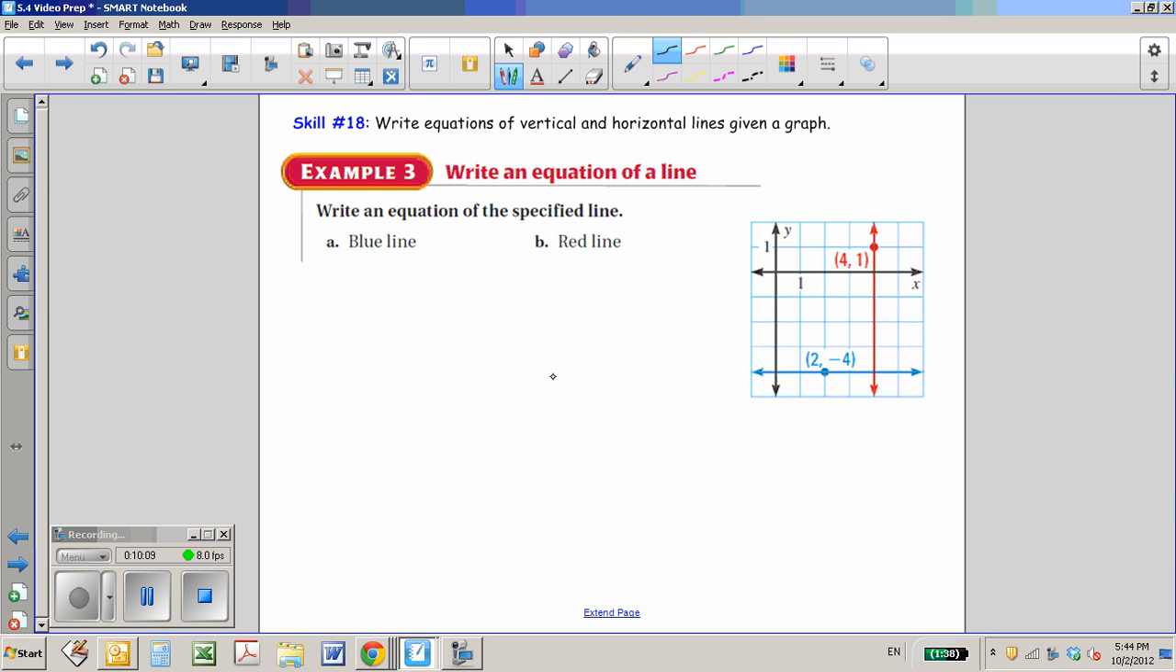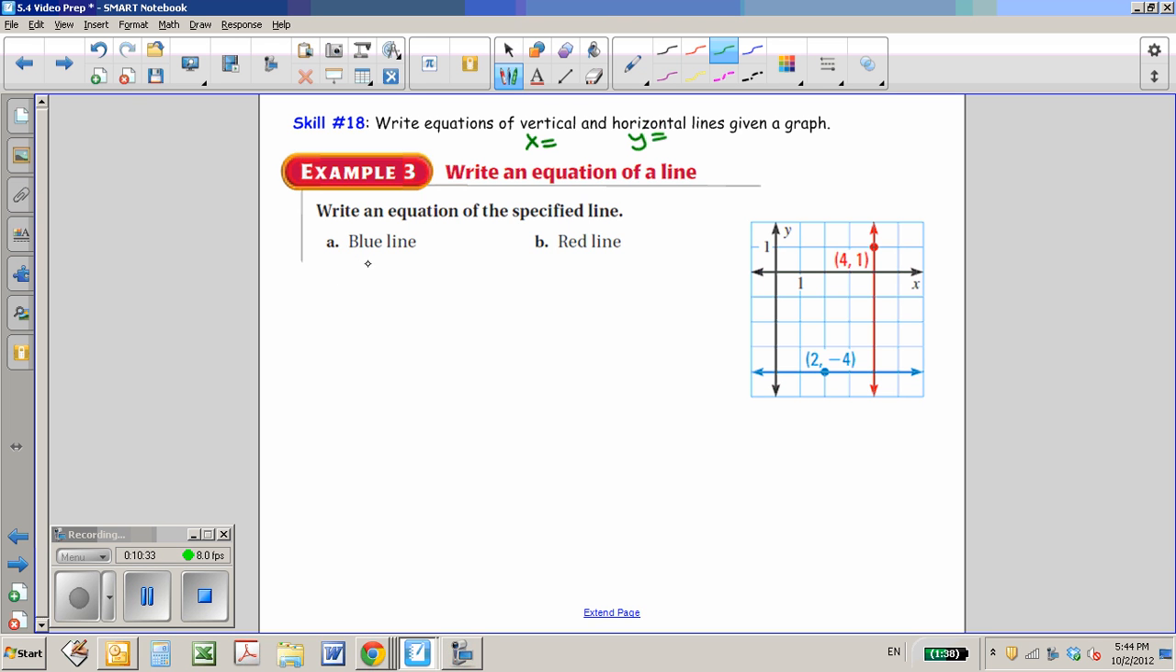Okay, my next example is for skill number 18, which is writing equations of vertical and horizontal lines given a graph. Here, you have to know some things, because otherwise you're not going to be able to figure it out. You need to know that a vertical line has an equation of x equals a number, and a horizontal line has an equation of y equals a number. And then it's just a matter of looking at the right thing.